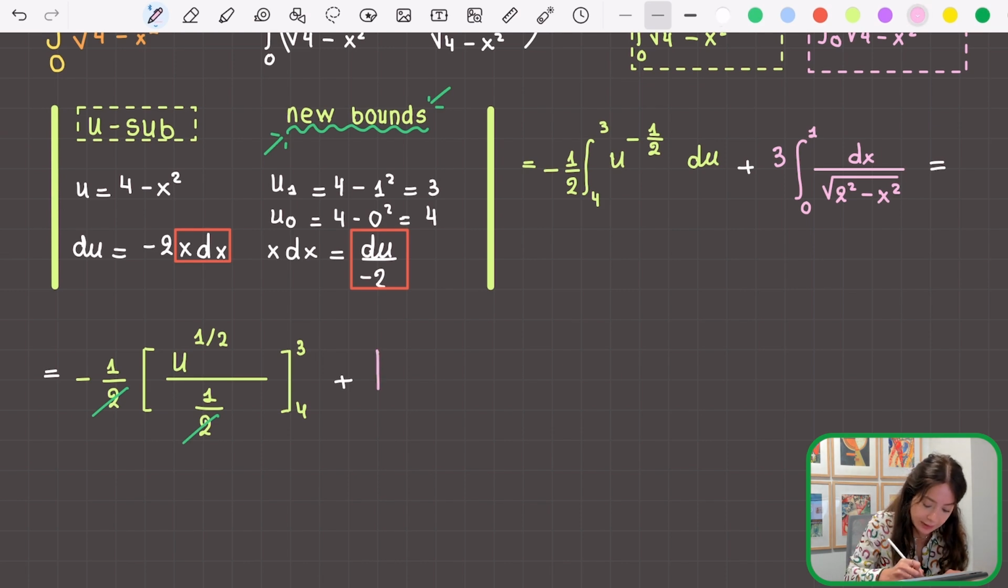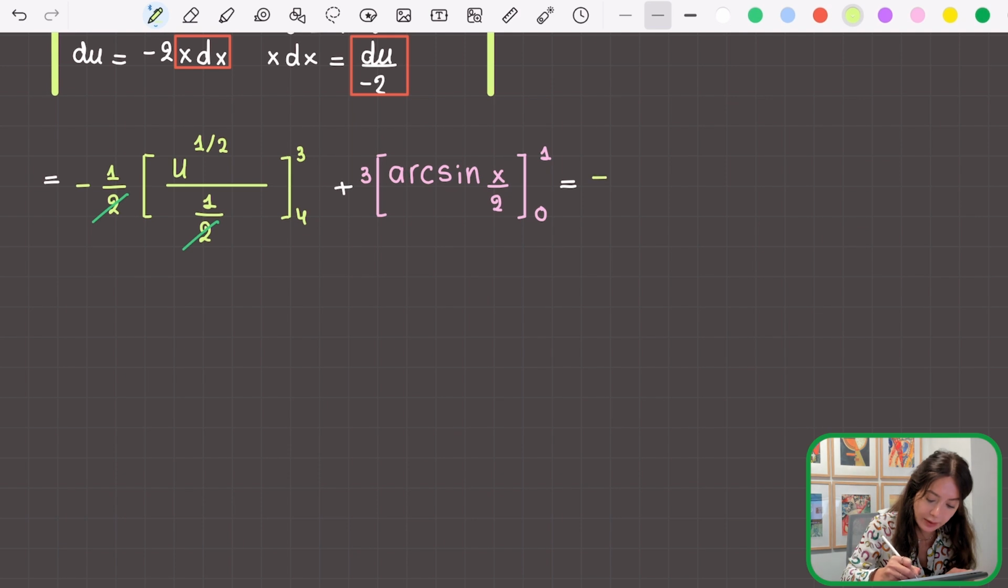And I'm going to take this integral as well. Not going to forget that constant. Arc sine, so arc sine over 2 because the formula has u over a. A is 2. Zero to 1. I don't have 1/2, but I do have a negative sign.